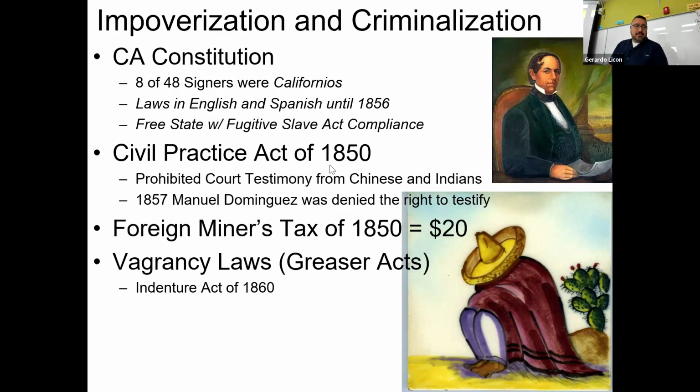One of the first laws passed in California in 1850 was the Civil Practice Act of 1850. It made it so that if you were Asian or Native American, or here specifically Chinese and California Indians, you would be prohibited from testifying in court. So that means that someone could show up to your house, murder your whole family, and if you were Native American or Asian, specifically Chinese, you couldn't even testify in court in your own defense.